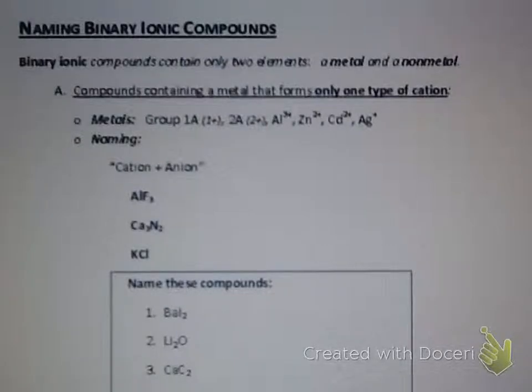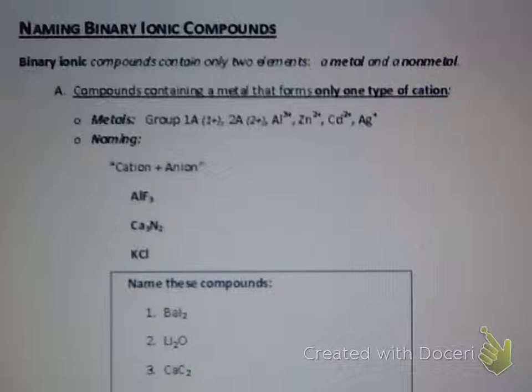Okay, this is the third video in Chapter 6. We looked at writing the ionic formulas in the last video for ionic compounds, balancing the charges in the formulas. Now we're going to look at the opposite. If we're given a formula of an ionic compound, how do we name it?